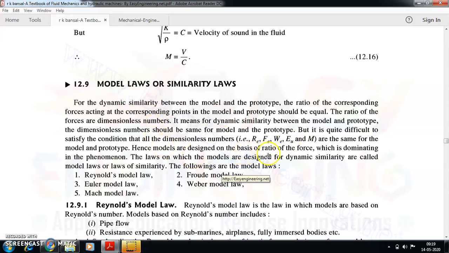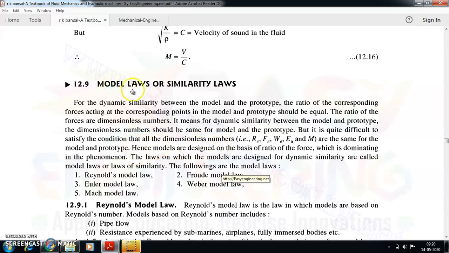Hence, the models are designed on the basis of the ratio of forces which is dominating in the phenomenon. This may not be the case in each and every flow. For example, if the fluid is flowing through a pipe, there are some forces which dominate, not all the forces acting on the flowing fluid. Similarly, when the fluid is flowing in open channels, or in an open stream in a river condition, it may not experience all the forces as dominating in that scenario. So, based on which force is acting highest, which is more predominant, we will use different models.